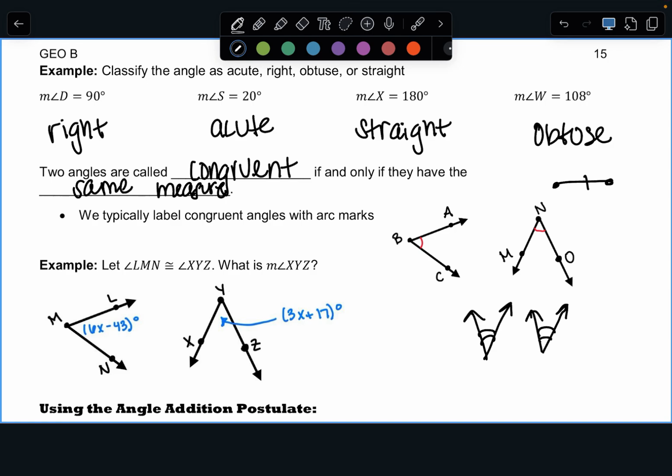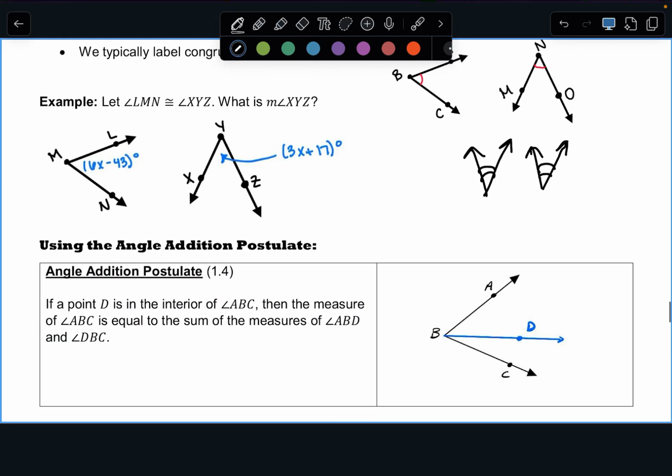So anytime we see congruent symbols, we should be setting these things equal to each other. Their measures are equal. So anytime you see a hash mark or these little arcs on the inside of your angle, you're going to be setting something equal to something else. Alright. Let's do an example.